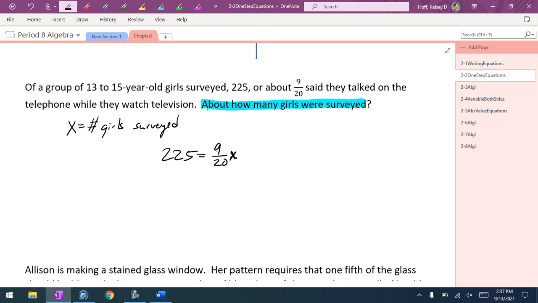That is 110% correct. Nicely done. 225 or about 9/20. They're talking about the same group, just in two different ways. How would you solve this? Multiply by 20/9. Perfect. We're not going to solve it. You can solve it. I just want to talk about setting it up.